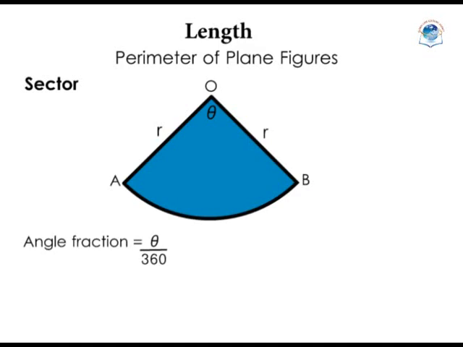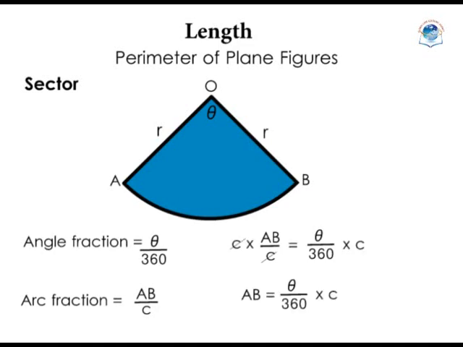Equally, the length of arc AB is a fraction of the total circumference, C. It is given as AB over C. The two ratios are equal. AB over C is equal to theta over 360. To find AB, we multiply each side by C. And that gives us AB is equal to theta over 360 times C. Remember, C is equal to 2 pi r. And so in general, arc length is given by theta over 360 times 2 pi r.